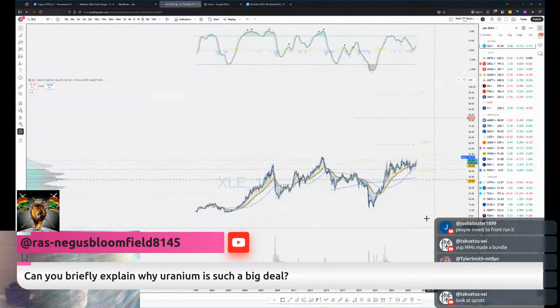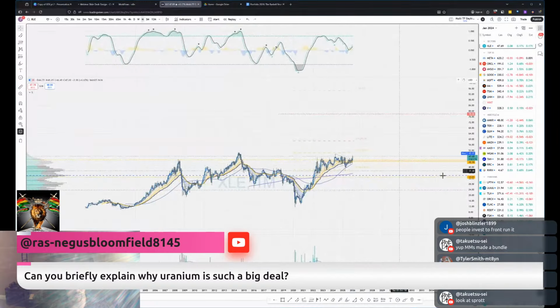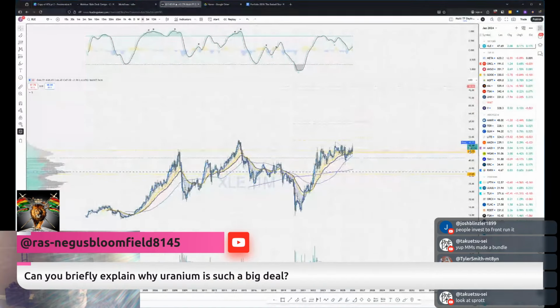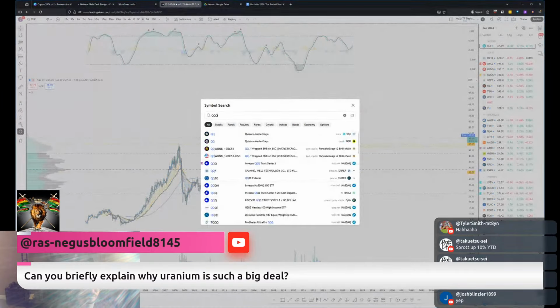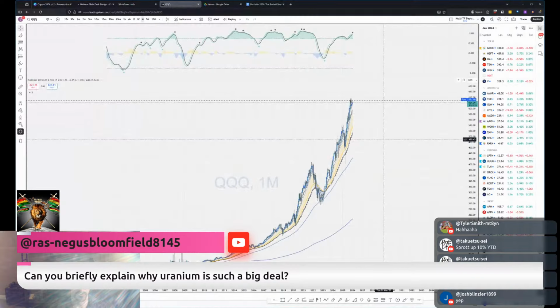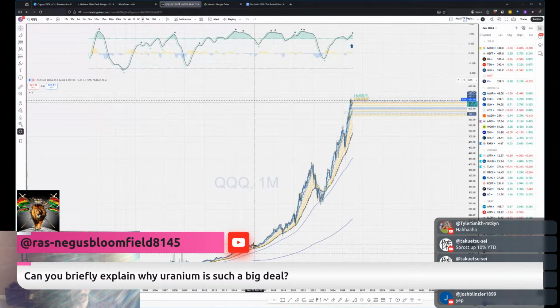XLE on the monthly chart. Imagine being an XLE, an energy investor for the past 15 years. It's done nothing. Why don't we look at tech in the past 15 years? It's done something.